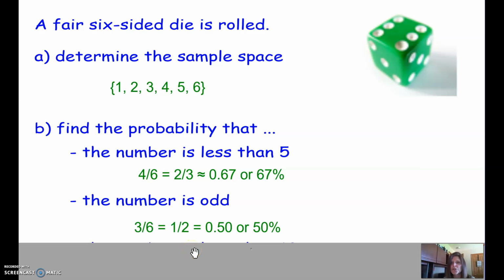So when you're doing the homework, just look to see if it notes any particular format for your probability. If not, then any of those should be acceptable.